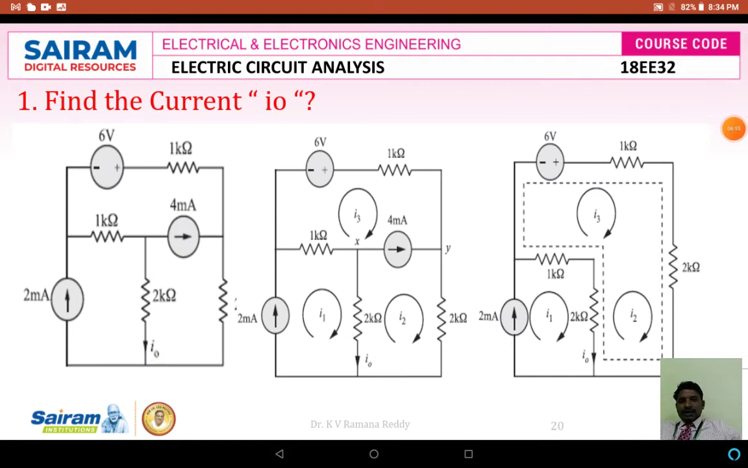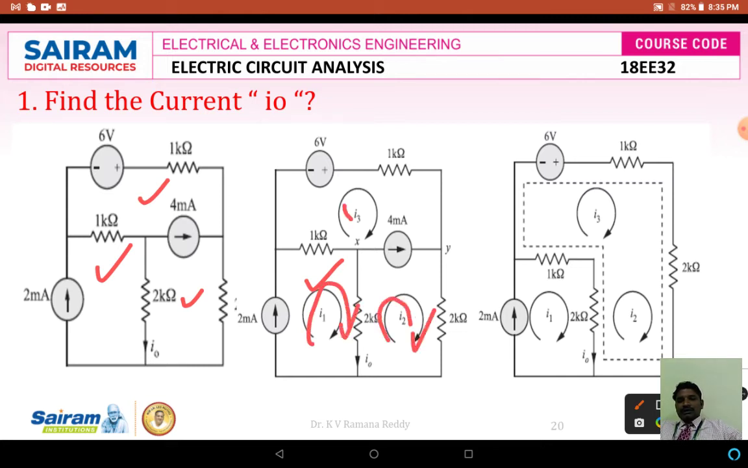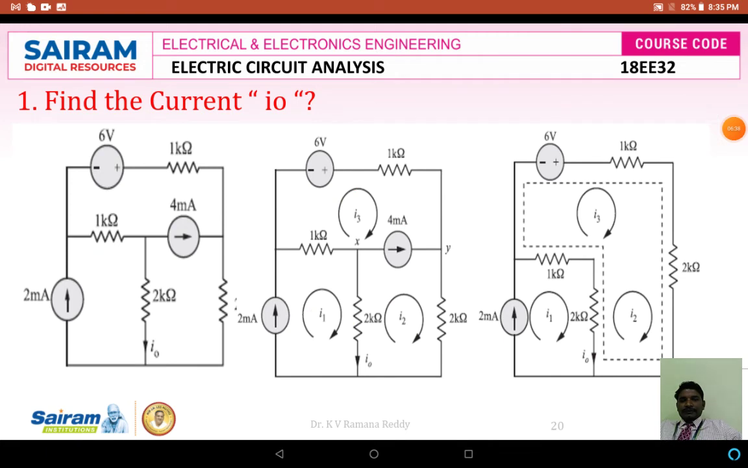The first step is to identify the loops. Here I am identifying the loops as loop 1, loop 2 and loop 3. Arbitrarily, I am going to assume the three loop currents as I1 in loop 1 in clockwise direction, I2 in loop 2 in clockwise direction, and in loop 3 also in clockwise direction, that is I3. So according to these three current directions we have to apply the KVL to write the equations of those meshes.